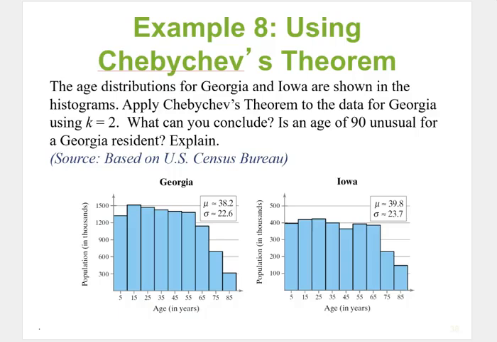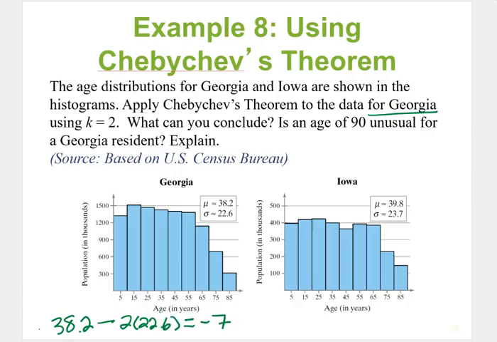Okay, so let's look at k equals 2. And we're doing Georgia only. So Iowa, I don't even need to think about. So let's just look at Georgia for now. Okay, so we're going to do k equals 2, which means we're going to take our mean, 38.2, and do 2 standard deviations, plus or minus. So let's start with the minus two standard deviations. And when I do that, that gives me -7.